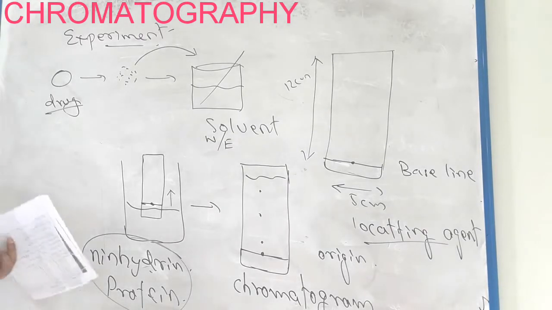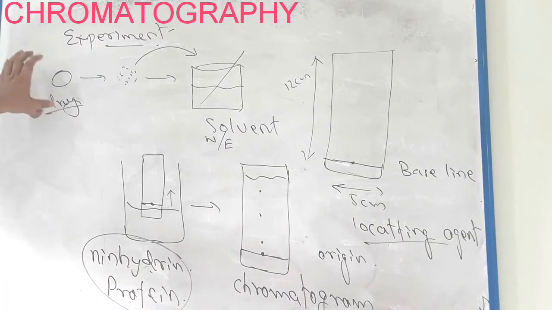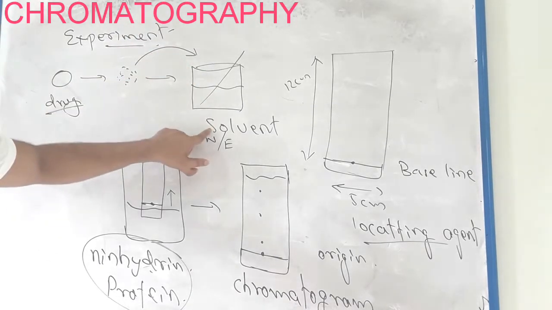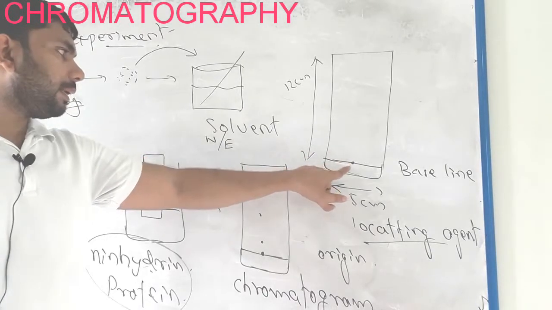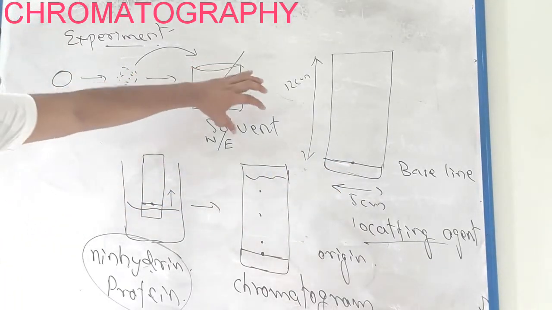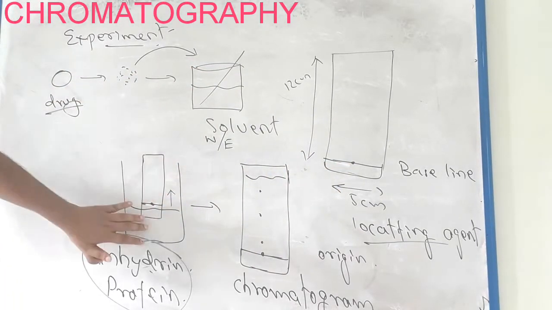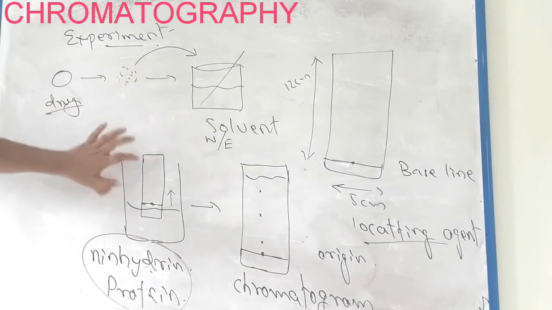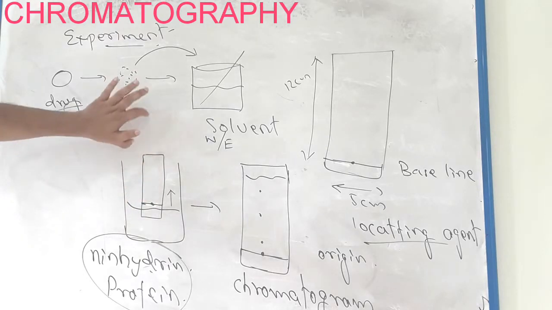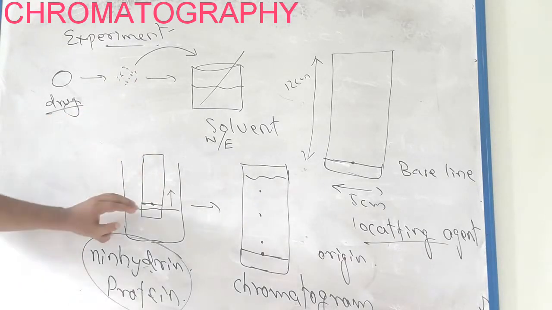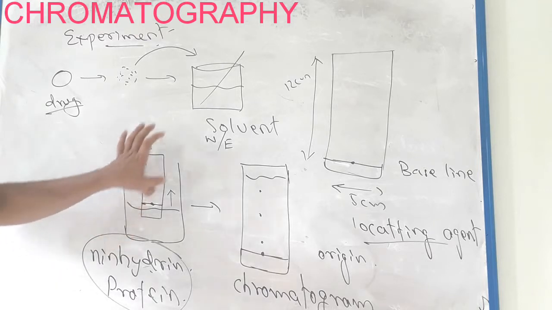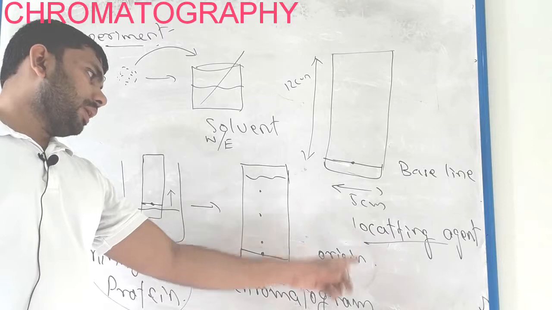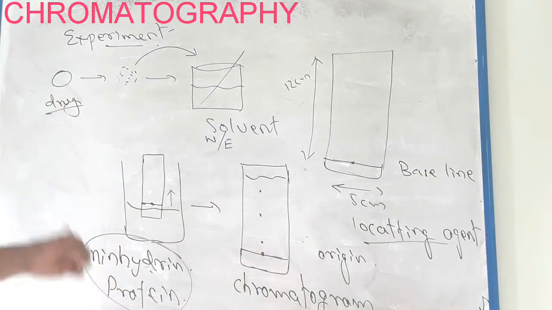So these are the different steps in the experiment. First, the drug is converted into fine powder and mixed with a solvent. Put one drop on the baseline, then keep the chromatographic paper in the solvent. The solvent will move upward. The most soluble chemical will move to the top. The least soluble will move a shorter distance. Take out the chromatogram. And we discussed the locating agent ninhydrin.